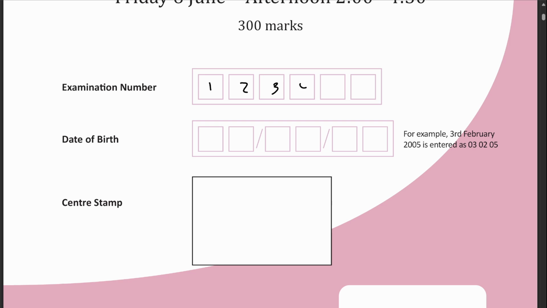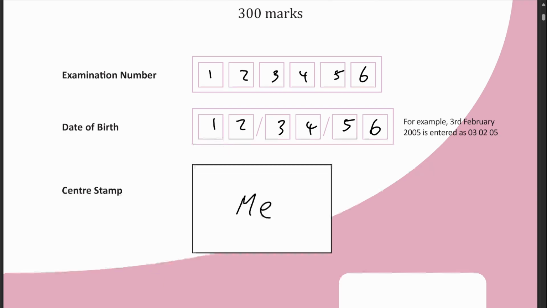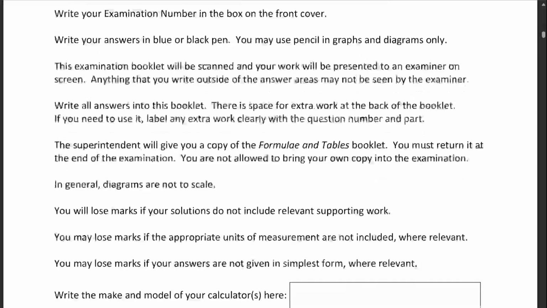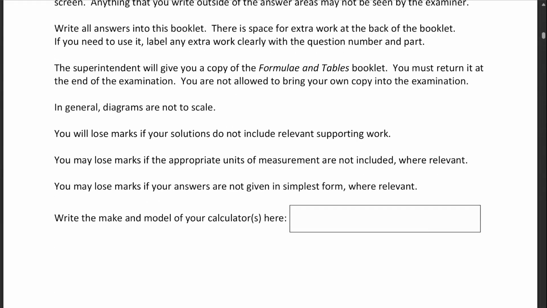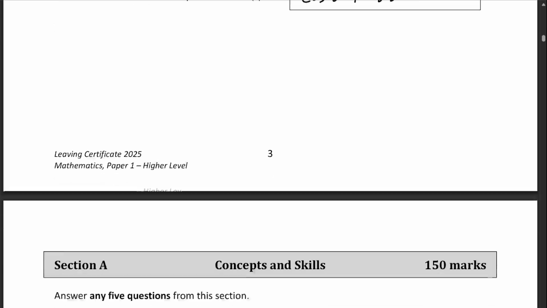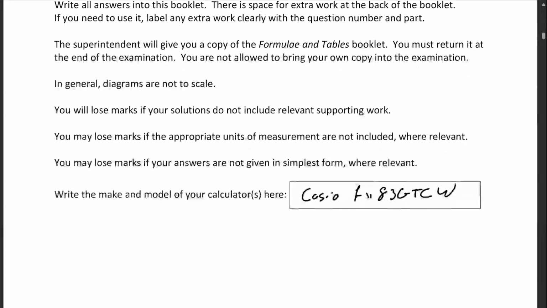So as always, 1, 2, 3, 4, 5, 6, and I was born the 12th, 34th in 2564. I know that's wrong, I'm just making stuff up. Centre stamp, well, that's just me. Okay, now I have changed calculators since I last did these. I now have the FX83 GTCW. So, now what's the start time? Start time is 9:52.